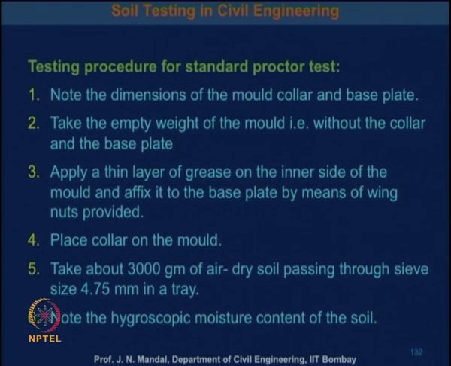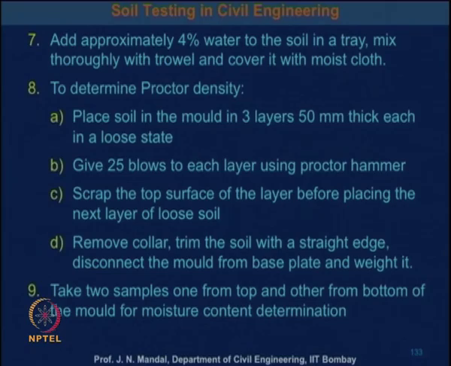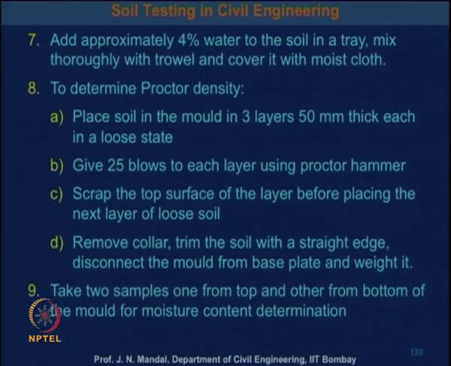Take about 3000 grams of air dry soil passing through the sieve size 4.75 millimeter in a tray. Note the hygroscopic moisture content of the soil. You know how to determine the hygroscopic moisture content of the soil. Now, add approximately 4% of water to the soil in the tray, mix thoroughly with the trowel and cover it with a moist cloth.